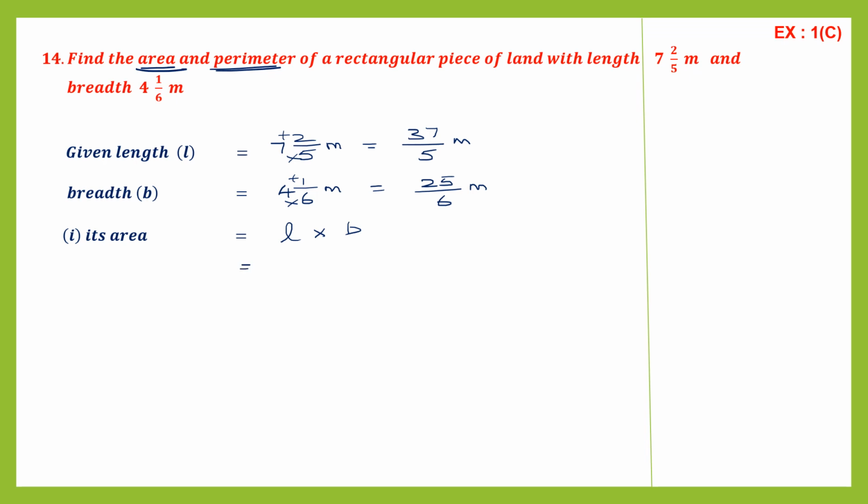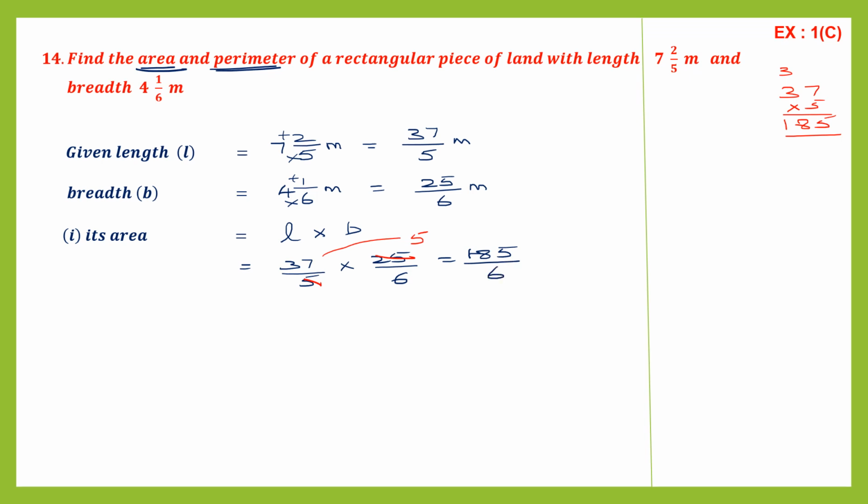So to find the area, remember the formula: length into breadth. So length is 37/5 into breadth 25/6. So here what can we cancel? We can cancel 5 and 25. 5 fives are 25. Now there's nothing else to cancel, so we multiply the numerators. 37 into 5. 5 sevens are 35, carry 3, 5 threes are 15, 18. So 185/6. This will be meter square.